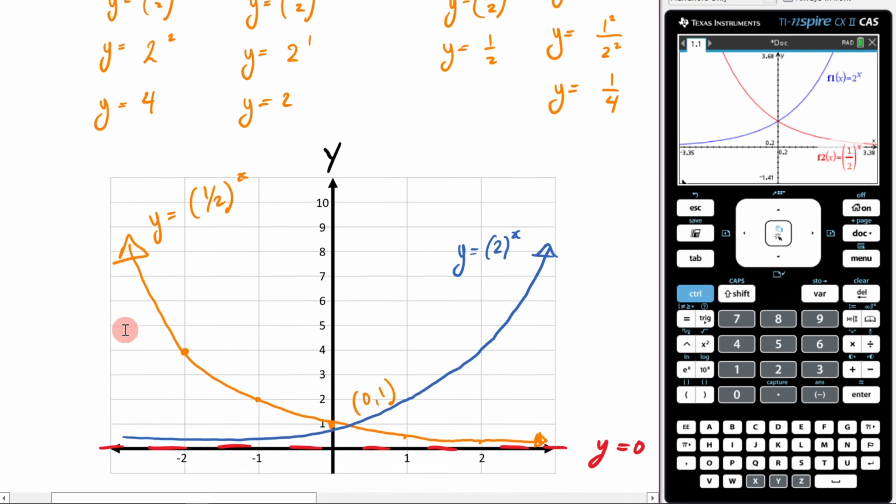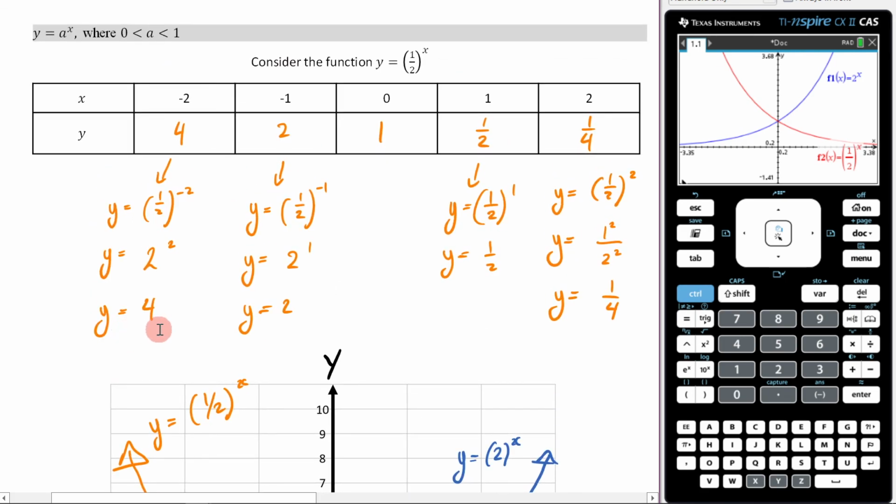Okay, so that's what a reflection in the y-axis looks like. It occurs when your base is between 0 and 1. Hopefully this made sense. I'll see you in the next part.